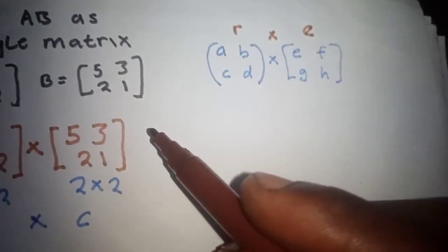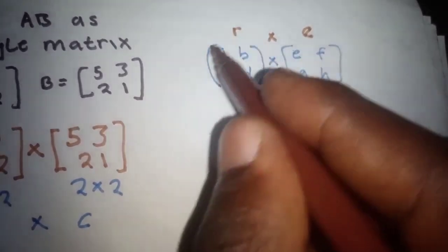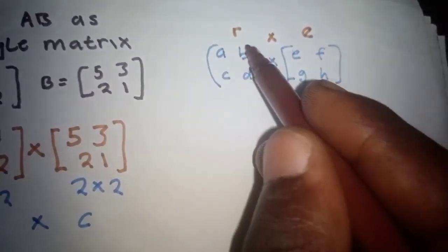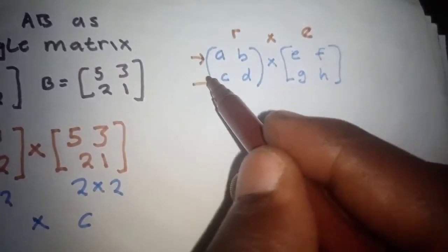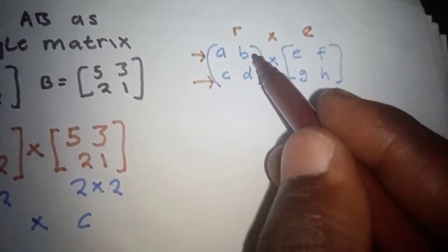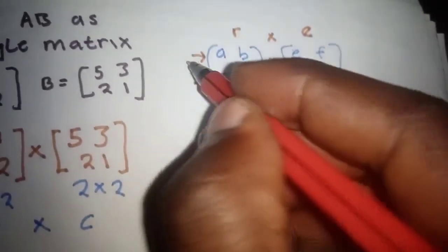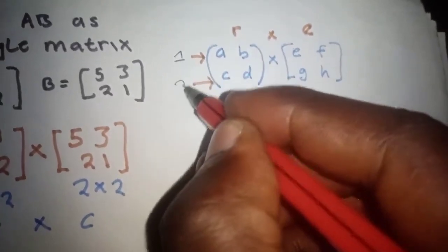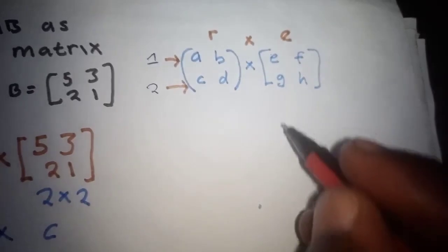Looking at this, the first matrix has rows. So this is a row and this is a row. AB is a row, CD is also a row. I'm going to call AB row number 1, and CD row number 2.